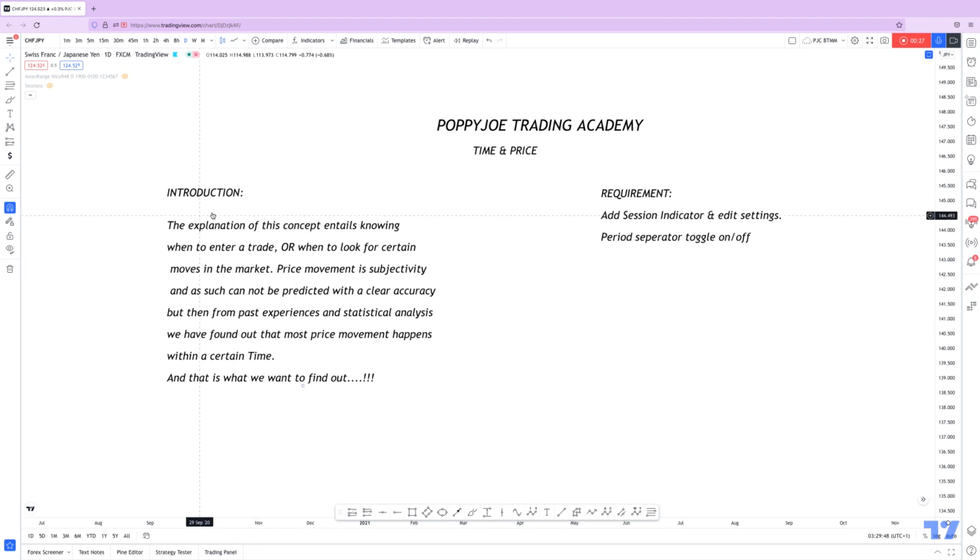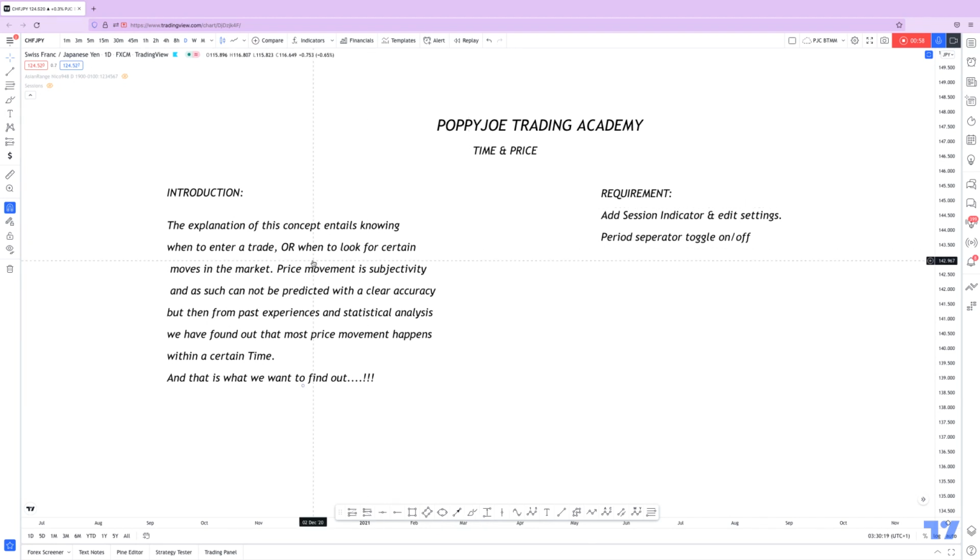The explanation of this concept entails knowing when to enter a trade or when to look for certain moves in the market. Now, this concept helps us in determining when to enter the market, the time we need to be looking out for a setup or for entry as a trader. So basically, we will not be looking for entries within some times and some periods because of the understanding of this concept and the application of the same.